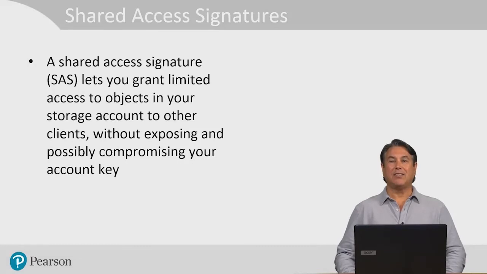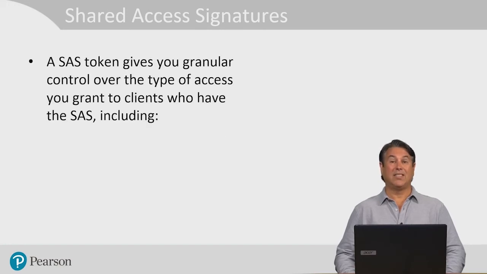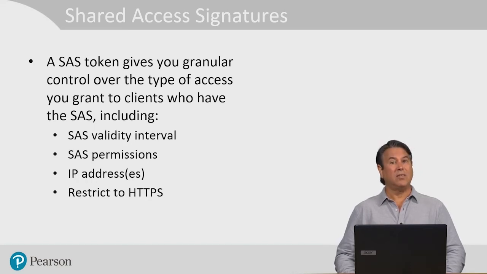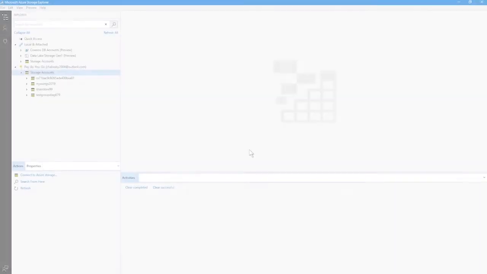A shared access signature, SAS, lets you grant limited access to objects in your storage account to other clients without exposing and possibly compromising your account key. A SAS token gives you granular control over the type of access you grant to clients who have the SAS, including the SAS validity interval, SAS permissions, an IP address or addresses, and you can restrict them to HTTPS as opposed to HTTP. As you can see, I'm in the Microsoft Azure Storage Explorer.